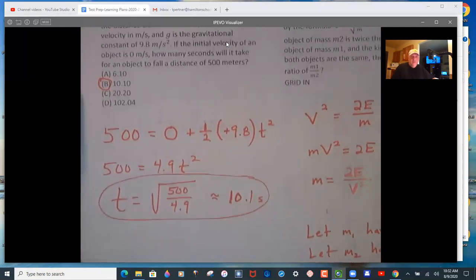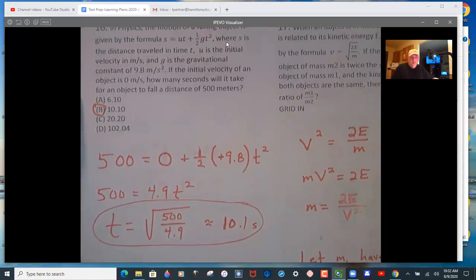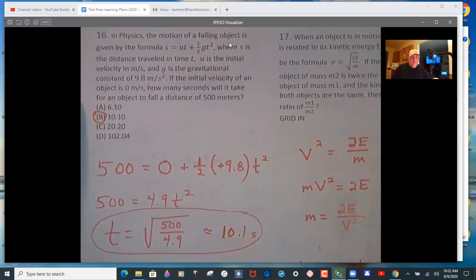All right, so here you're just solving for t. This is the calculator part now. You put all of this in. After 500 meters, how many seconds has gone by, and then you crunch it out. You divide it and take the square root, and you get 10.1. When you substitute all of that in, isolate t squared, and take the square root, you get 10.1.